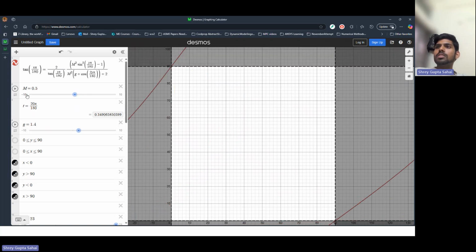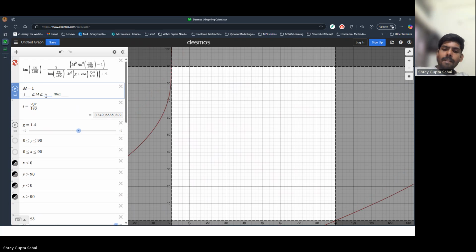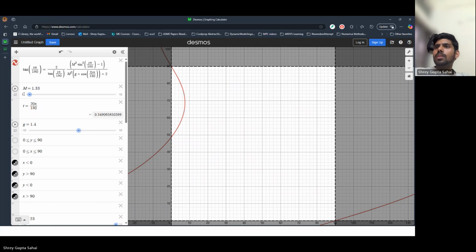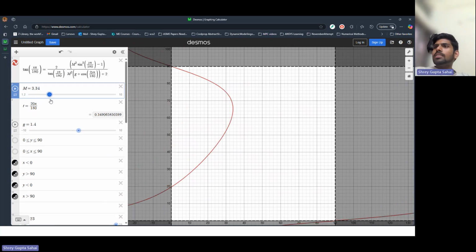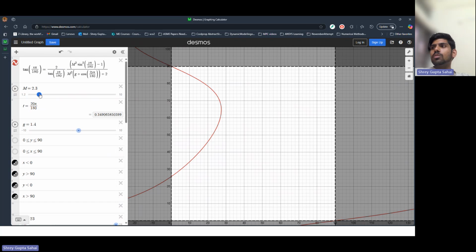And what we will see is that as we increase the Mach number, this nose increases. This is something which you can see in the books also. A couple of things that we will note here is that at theta equals 0, beta is always 90. So first, let's note that down somewhere.